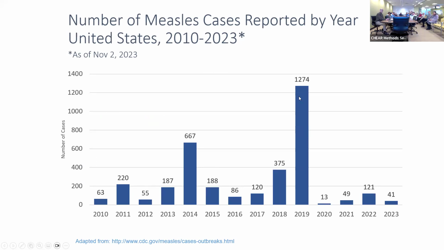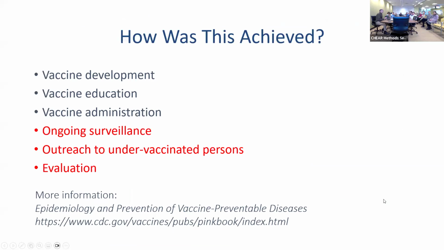But every now and then we have an outbreak. You may remember 2019, the year of the Disneyland fiasco, right? But again, we have really tamped down the number of cases to nearly nothing, but they're still with us. Well, so how did we do that?